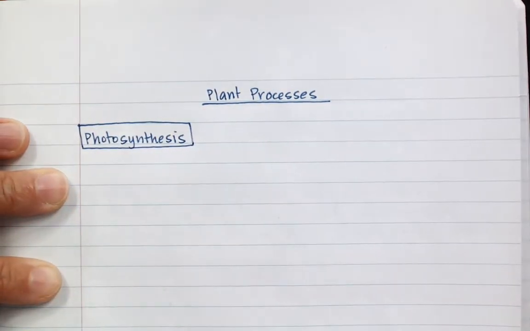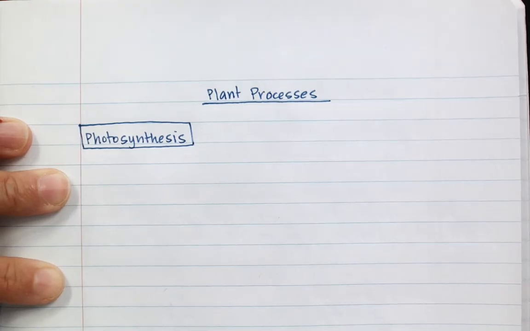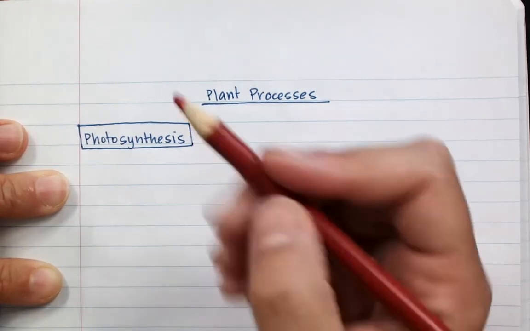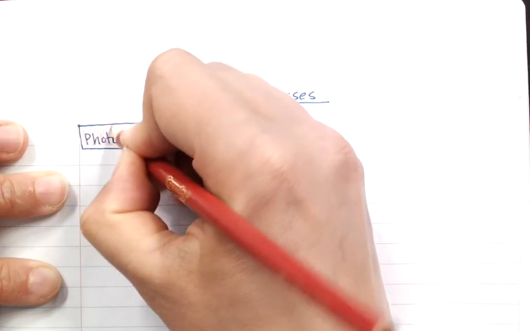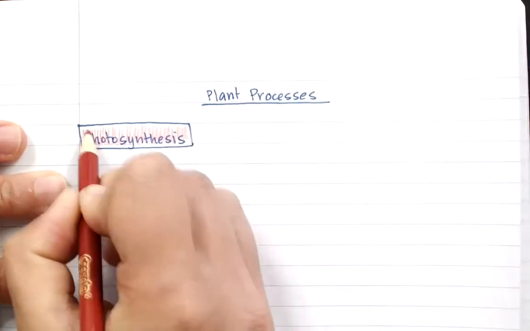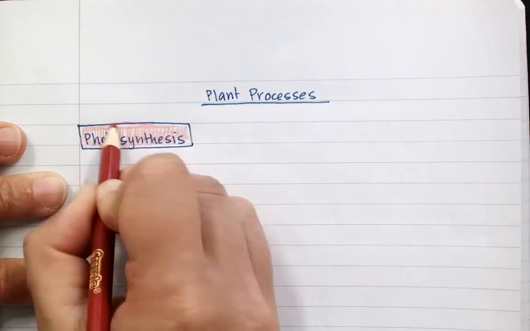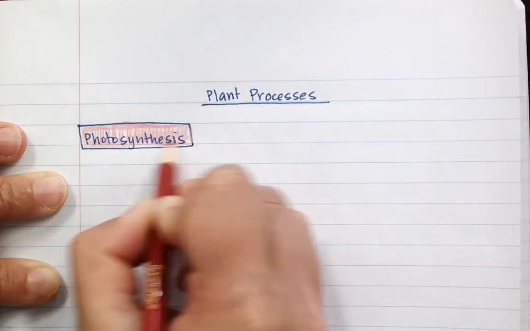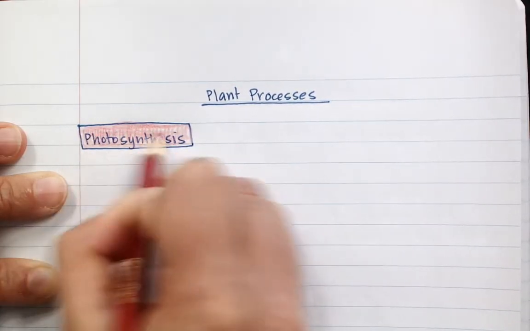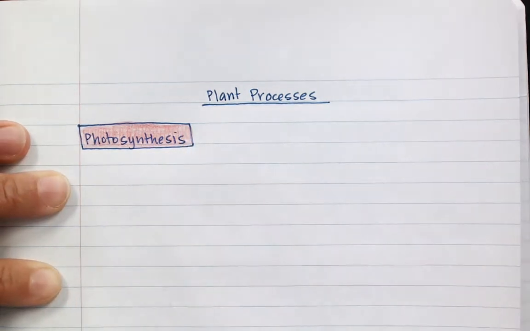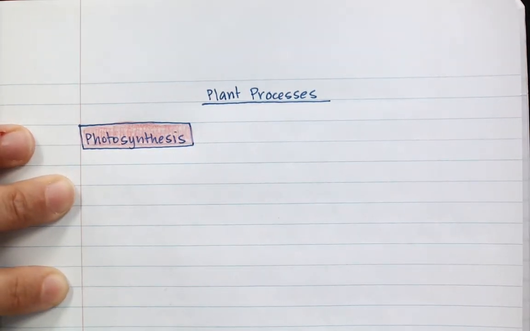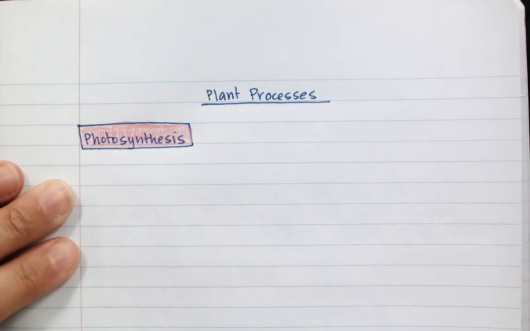And I'm going to make all my processes colored red. So if you've got a colored pencil, go ahead and shade your box here. Doesn't have to be perfect. But our photosynthesis, we're going to make that red.